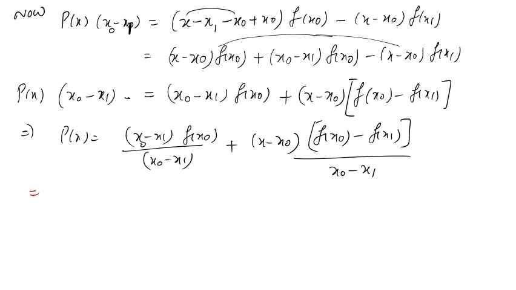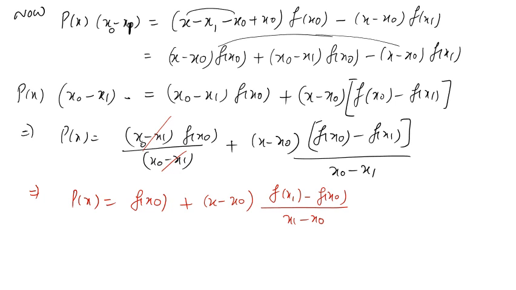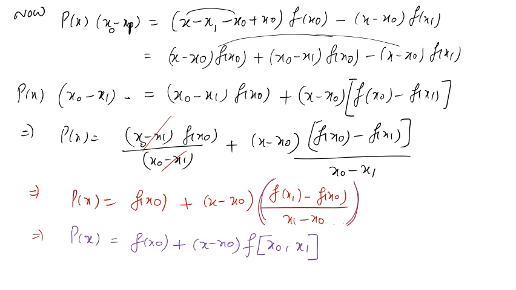So finally what I'm getting, p of x equal to, these two get cancelled, f of x naught, right, plus x minus x naught into this f of x1 minus f of x naught by x1 minus x naught by x1 minus x naught. This can be written as p of x equal to f of x naught plus x minus x naught into this bracket term, which can be written as f of x naught, x1.